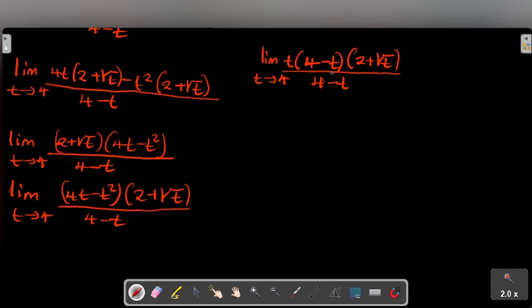So now from this point we can cancel the 4 minus t on top and bottom, so that we just have the limit as t approaches 4 of t times (2 plus root of t). That's what we have.